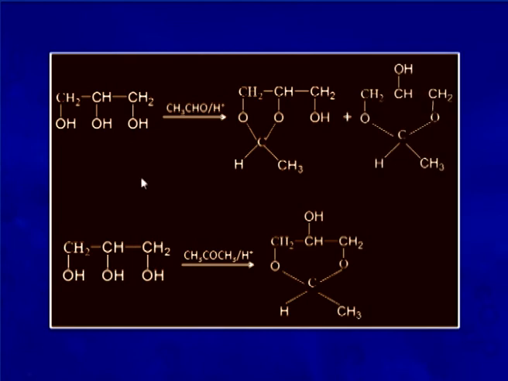Glycerol reacts with aldehydes and ketones and produces cyclic acetals and cyclic ketals. Two series of cyclic acetals are possible because we have here a small substitution of hydrogen in case of aldehyde, whereas with ketones only one set of ketal is formed.